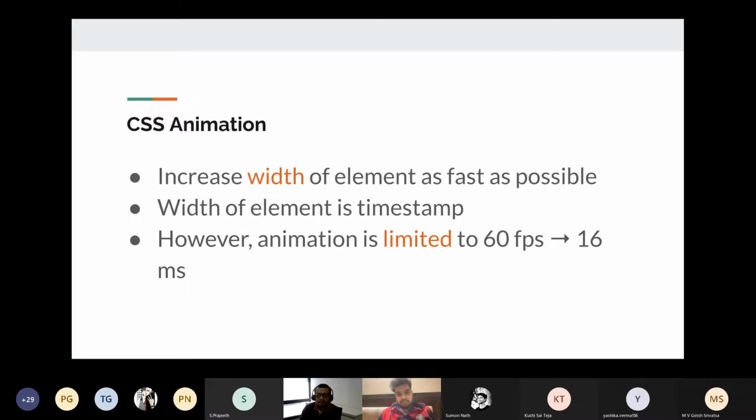And this is another method, which is CSS animation. Basically, suppose you have some width of an element, and its width increases within some time. Suppose you have built some element in CSS. So basically, suppose you have some image, which has some pixels.